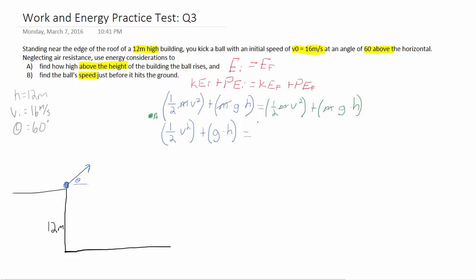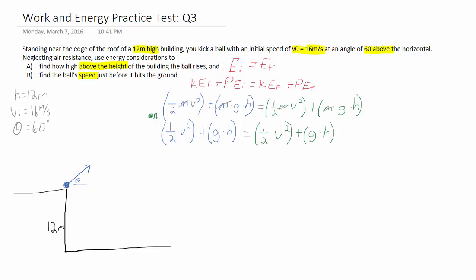And then over here we have 1/2 times velocity squared. And do we know our velocity? Well, we kind of do, because we know that when it gets to the highest point, it's no longer going to have a vertical velocity. It's only going to have a horizontal one. And so we can use that to figure out that part of the equation. And then plus, we know what gravity is, and what we're trying to find out is the height over here.